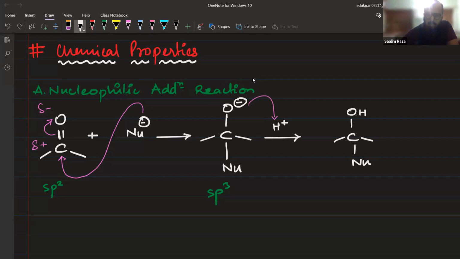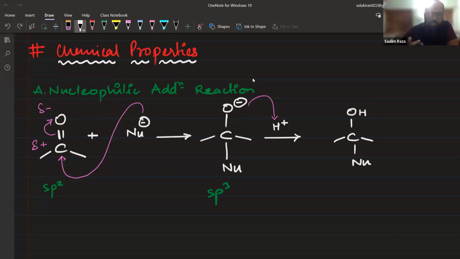All of you got this? Yes or no? Please tell me. Nucleophilic addition. Yes. So why is it an addition reaction? Because pi bond is breaking, and there are 2 new bonds. Carbon nucleophile bond is a new bond. Oxygen hydrogen bond is a new bond. So there are 2 new bonds, and only 1 pi bond is getting broken. So it is an addition reaction.